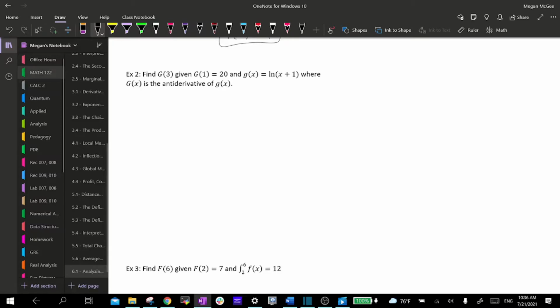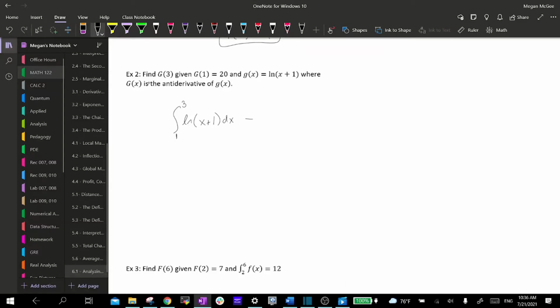So we can use our fundamental theorem again here. We're given G of 1 and we're asked to find G of 3, and we're given the derivative. So we want to integrate over the derivative, the natural log of x plus 1 dx. And we want to use bounds that make sense in the context of our problem. We were given G of 1, so 1 would make sense to use as a bound, and we're asked to find G of 3, so we should use 3 as our next bound.